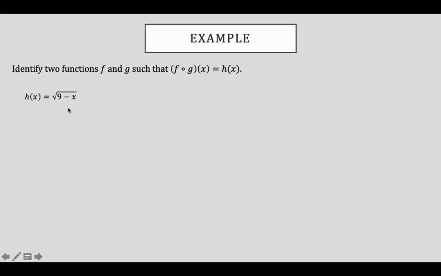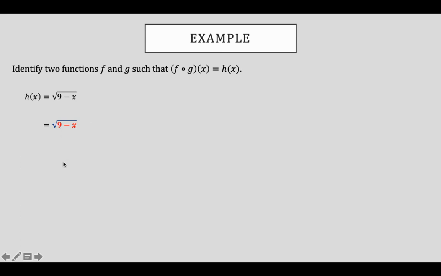For me, when looking at problems like this, it's important to recognize particular types of functions. Notice I have a square root, okay? That would be a square root function. And inside of that square root, I have a linear function, 9 minus x. If I were to graph y equals 9 minus x, that would be a line with a y-intercept of 9 and a slope of negative 1. Okay, so those would be my two different functions that we could identify.